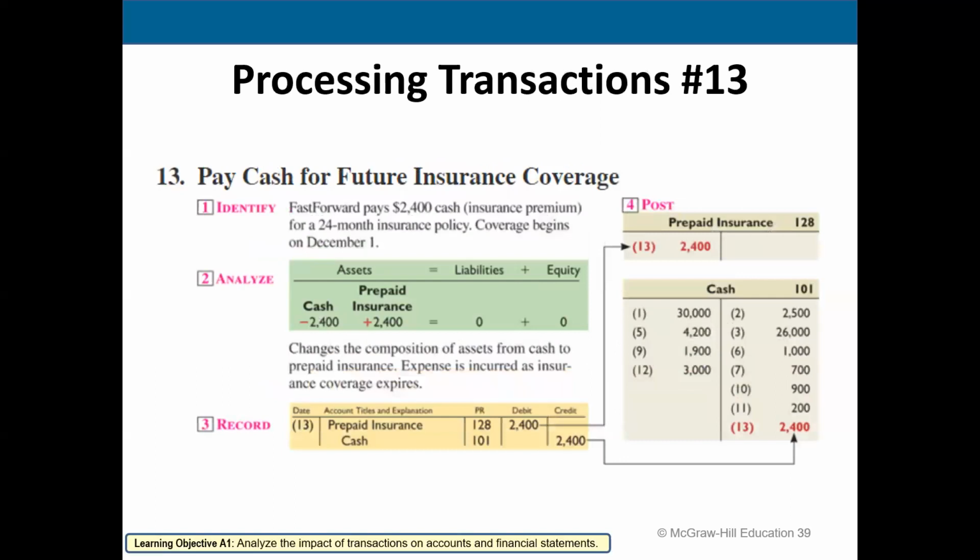And here's a similar idea. We're going to pay cash for a future insurance coverage. So since we're paying cash, cash is going down, and our prepaid insurance asset, because we own this asset of insurance coverage for the next 24 months, is increasing. So since they're both assets, we know that the prepaid insurance will increase with a debit. So we'll debit prepaid insurance, and then we'll credit cash because the cash is going down and assets decrease with a credit, and then we'll post them to our T accounts.